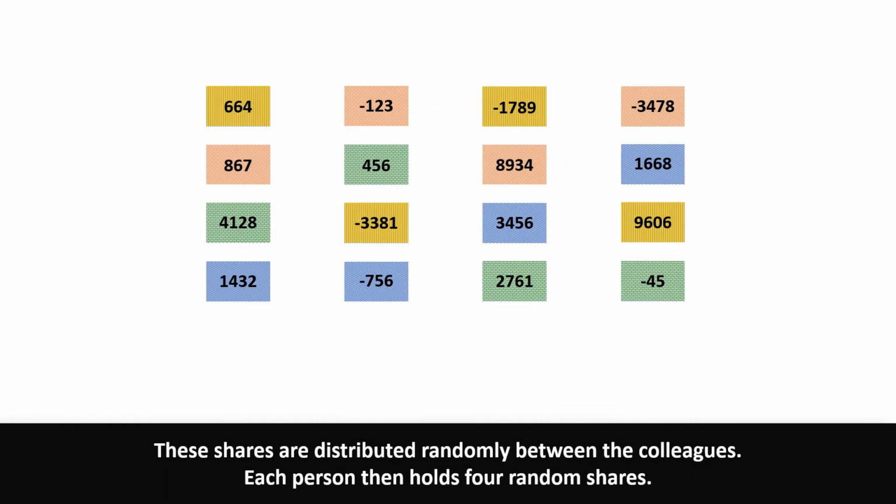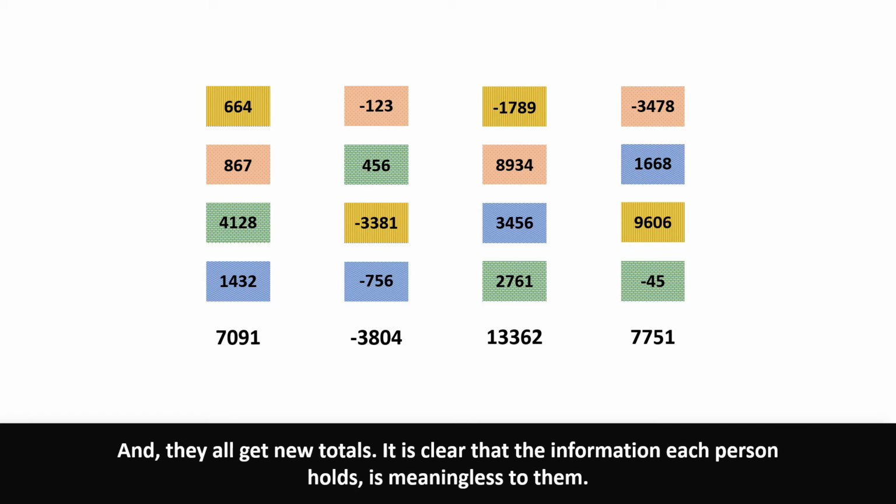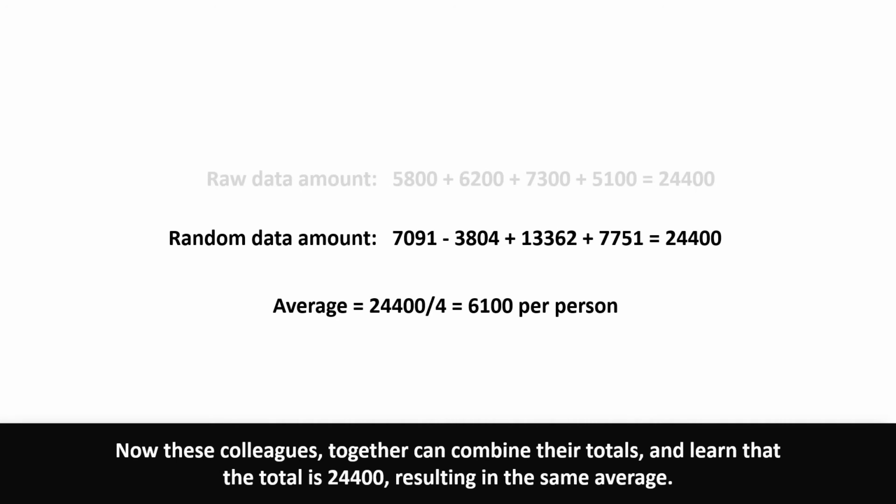These shares are distributed randomly between the colleagues. Each person then holds 4 random shares. And they all get new totals. It is clear that the information each person holds is meaningless to them. Now these colleagues, together, can combine their totals, and learn that the total is 24,400, resulting in the same average.